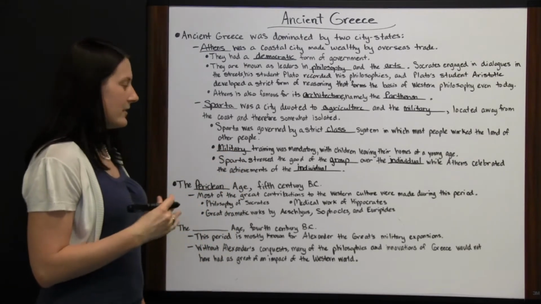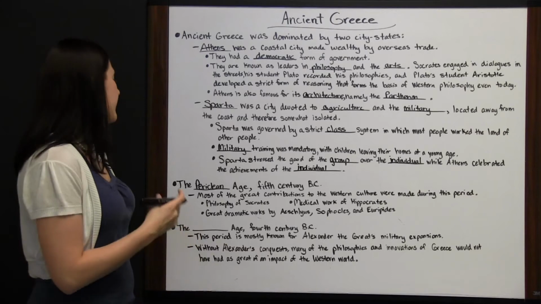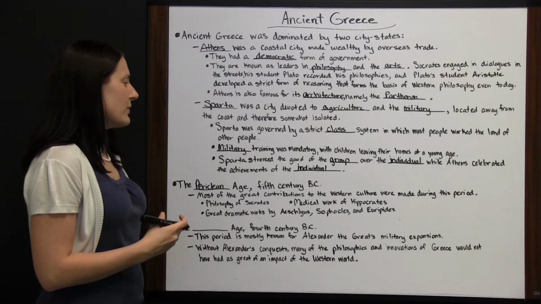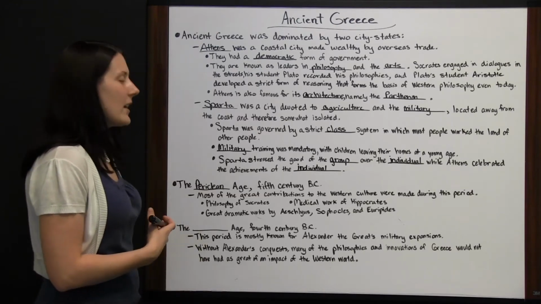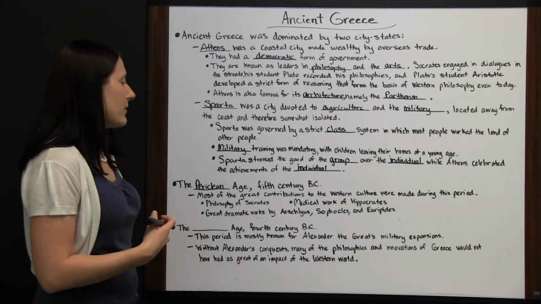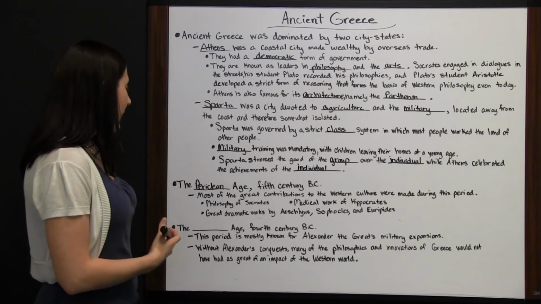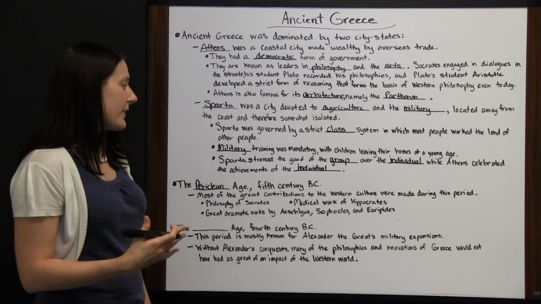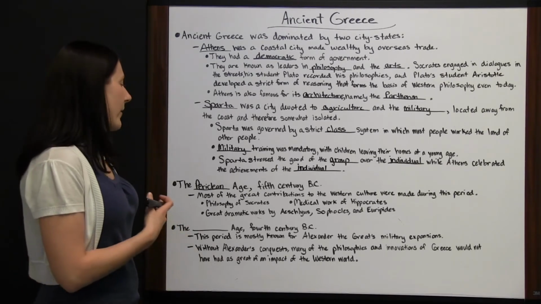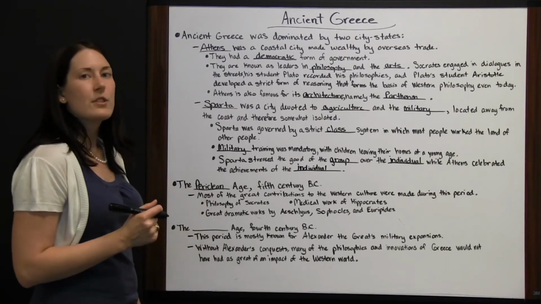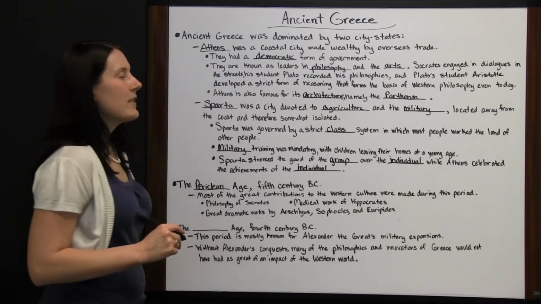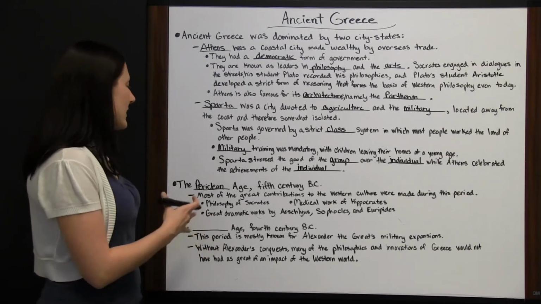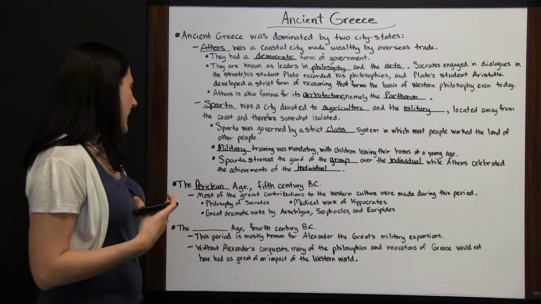And that was during the 5th century BC. And most of the great contributions to the Western culture were made during this period. The philosophy of Socrates, the medical work of Hippocrates, great dramatic works by Aeschylus, Sophocles, and Euripides. So all of these contributions that you still read, these dramatic works, you hear about the Greek tragedies, these were written during the Periclean Age.